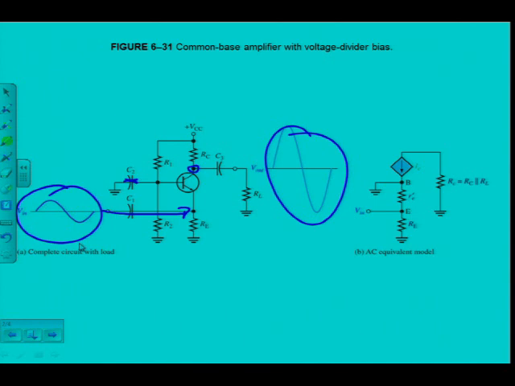Alright, if you look at an amplifier, of course they're not always going to tell you when you get the circuit to do all your calculations what type of amplifier it is. You have to be able to recognize the configuration of amplifier. Okay, so in this case we can see it is a common base amplifier.